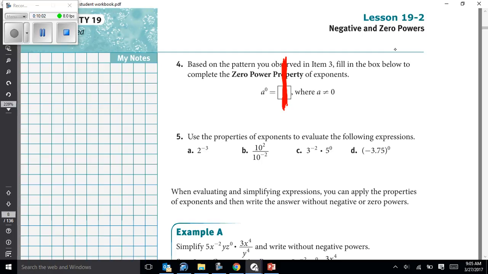So now what I would like for you to do with your neighbor is to go through 5A through D and evaluate them. What does evaluate mean? When you're asked to look at it and do what? Solve it. Calculate it. So for each of these, you should have a number. So go through and calculate, evaluate those. So you should have one number for each of those.